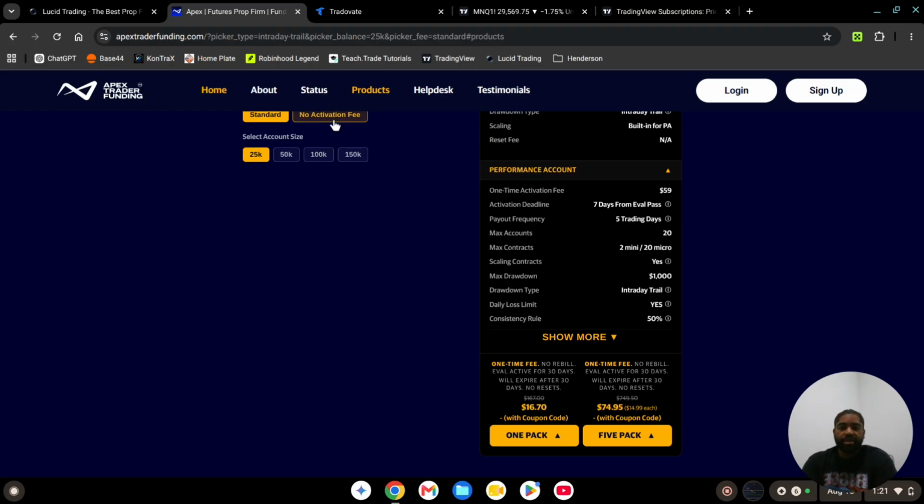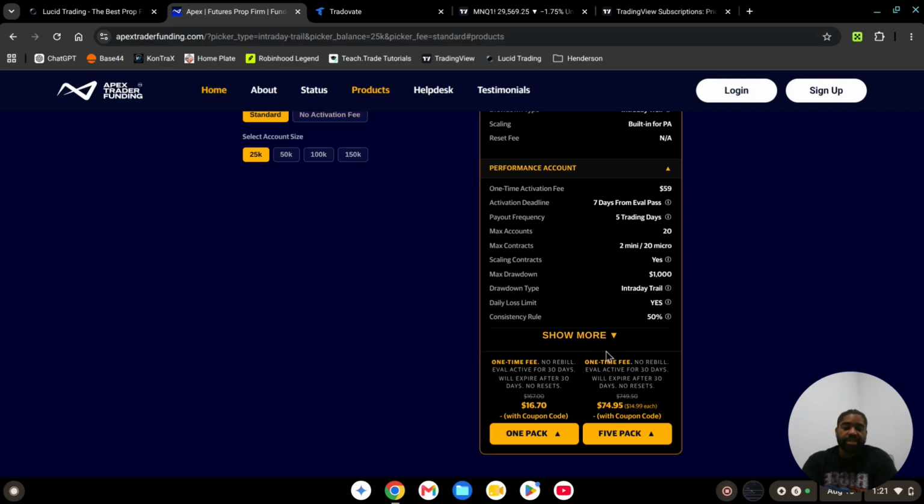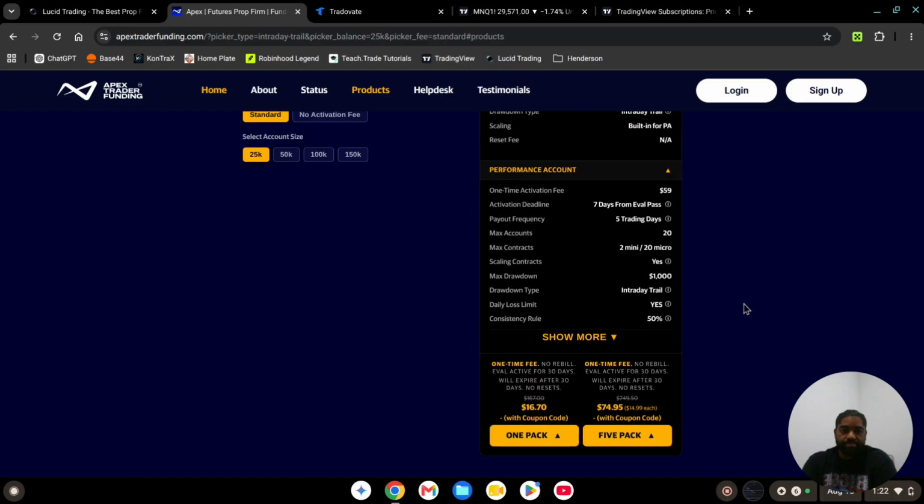No activation fee, $59 plus, let's say you only bought one account, so $1,670. So all in, pretty much 60 plus $1,670, you're going to be paying about $76 in total if you pass one of these and actually make it to the funding stage. They do have a consistency rule once you're funded, whereas Lucid did not have a consistency rule once you're funded. They do have a daily loss limit, same thing, 1,000.